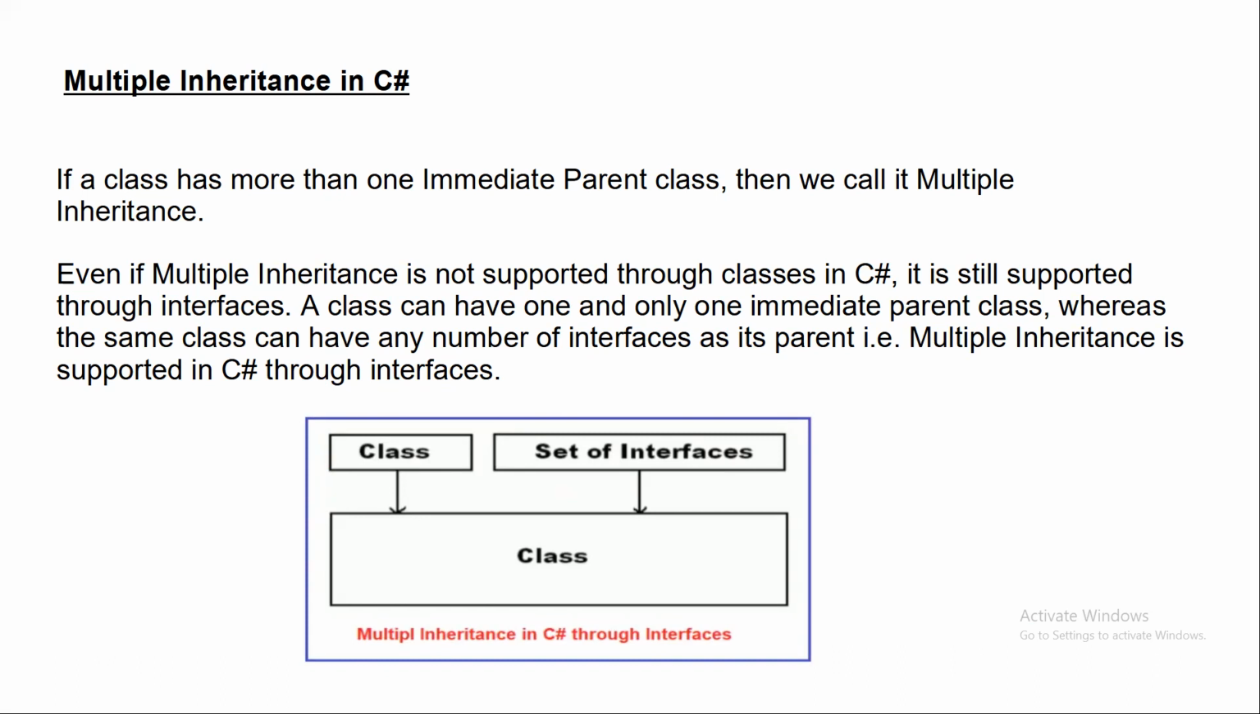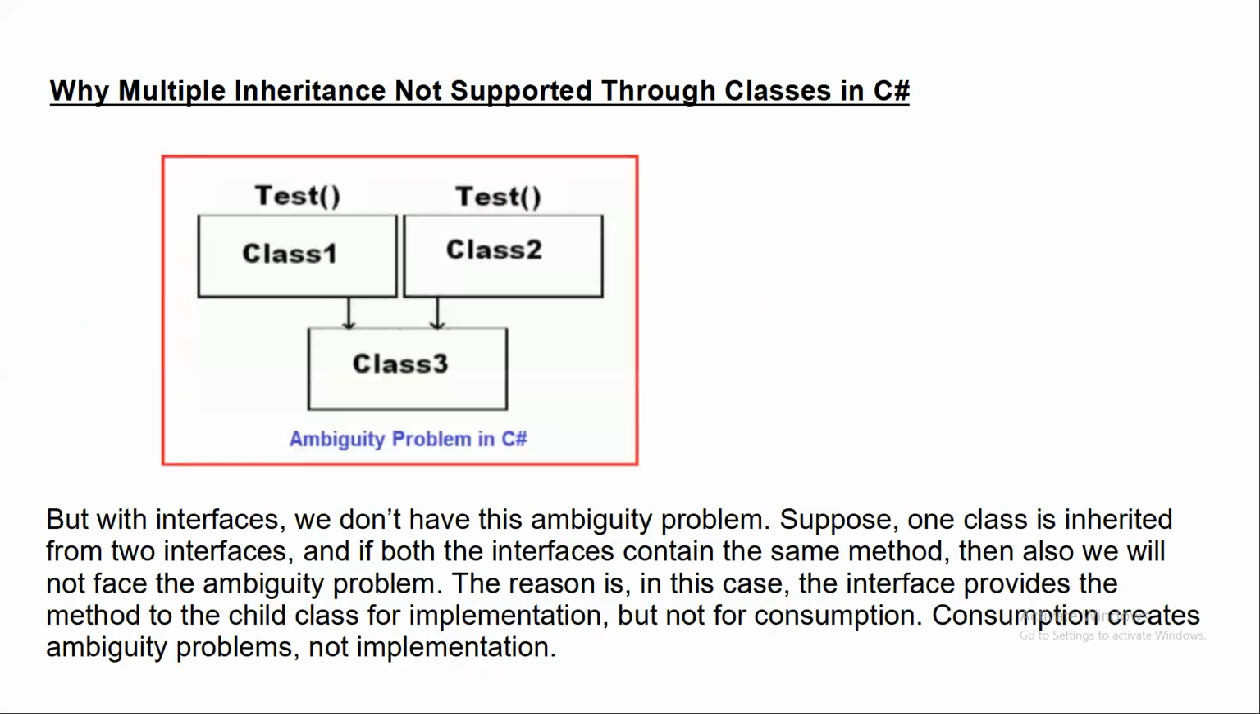Remember, multiple inheritance can be achieved only using interfaces. But before that, what is multiple inheritance? It is basically you are having more than one base class. So class 3 is trying to leverage or inherit from class 1 and class 2. This is called multiple inheritance, multiple base classes in one derived class.